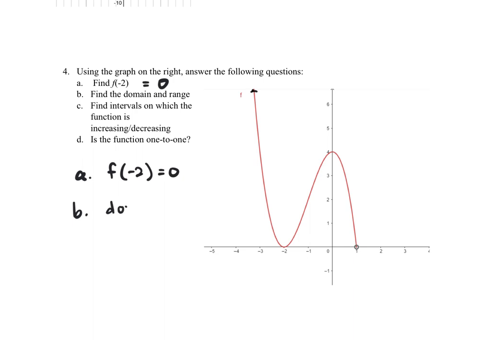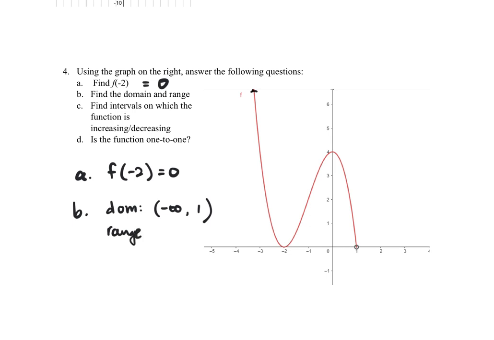For part B, the domain, this arrow means that the graph continues to point up and to the left, which means all of these negative values, you're going to have output values on the graph somewhere way up here. So all the way from negative infinity to 1 with a parenthesis on 1 because the graph is not equal to 1 right there. So the domain is from negative infinity up to positive 1 with a parenthesis.